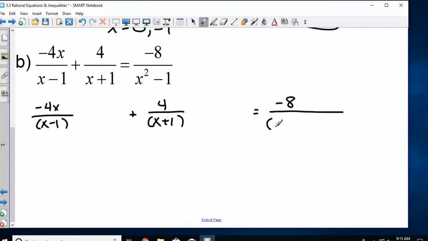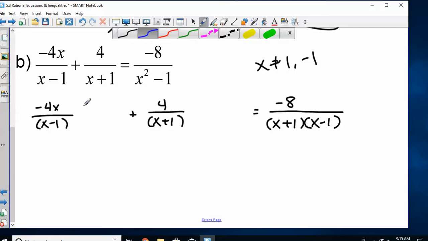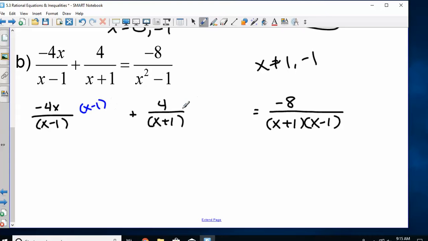How'd you break that x squared minus 1? Good. All right, so right now, what can x not be? All right. So first one, to get rid of x minus 1, we take everything times that.